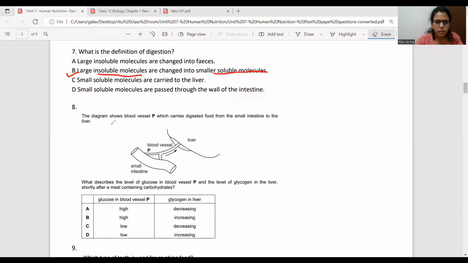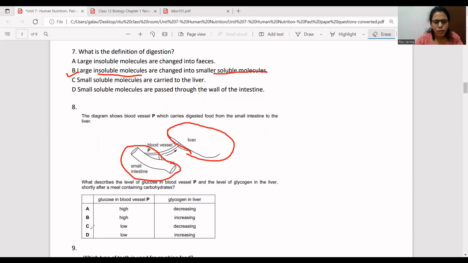Question number 8. The diagram shows blood vessel P, which carries digested food from the small intestine to the liver. Now this is the small intestine, and this blood vessel carries digested nutrients from the small intestine to the liver. You are already aware this blood vessel P is known as the hepatic portal vein, and it carries all digested nutrients from the small intestine to the liver for the process of assimilation.